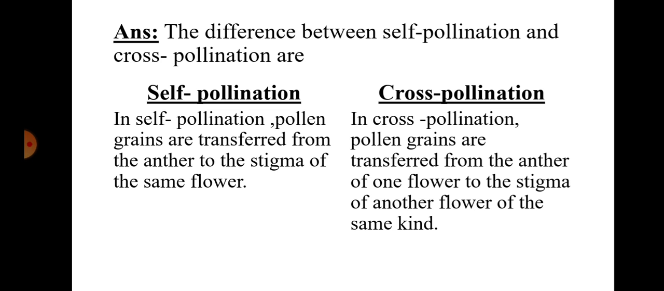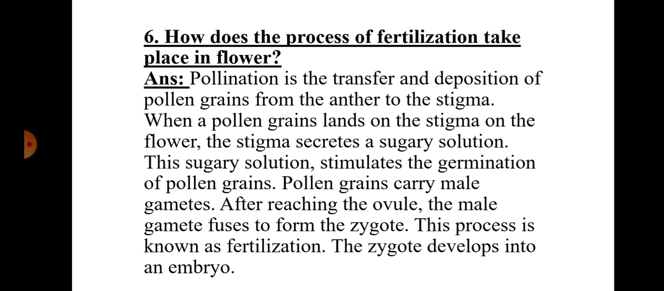Cross-pollination. In cross-pollination, the pollen grains are transferred from the anther of one flower to the stigma of another flower of the same kind. Okay. Then we go to the sixth question. How does the process of fertilization take place in a flower?